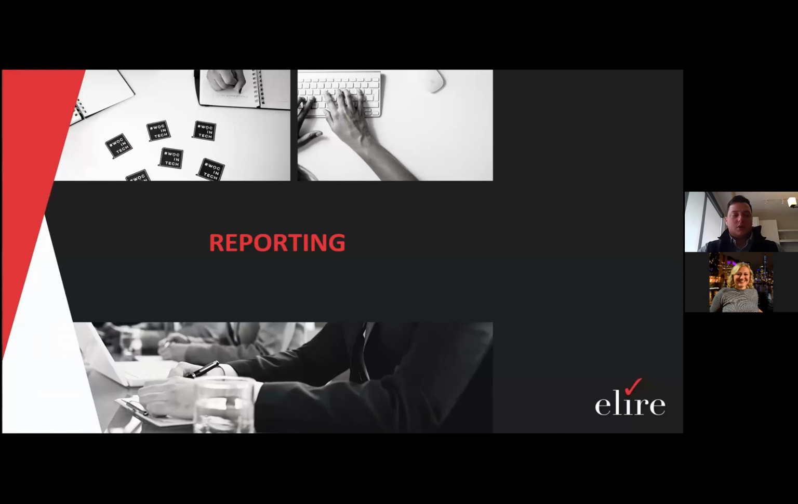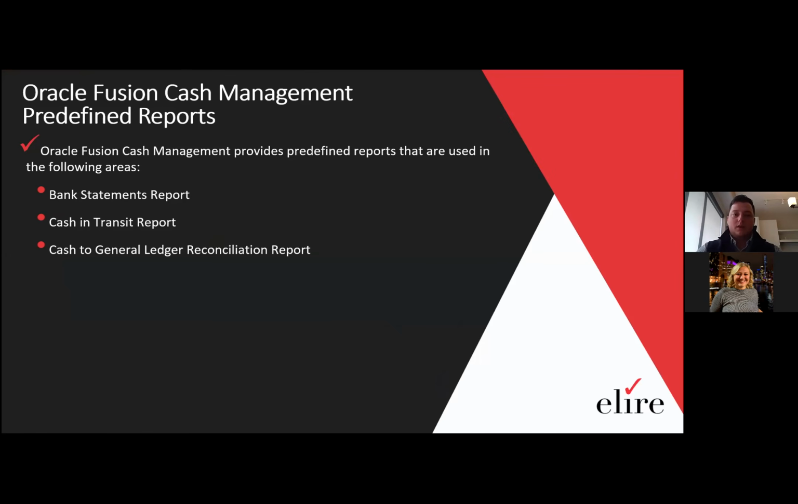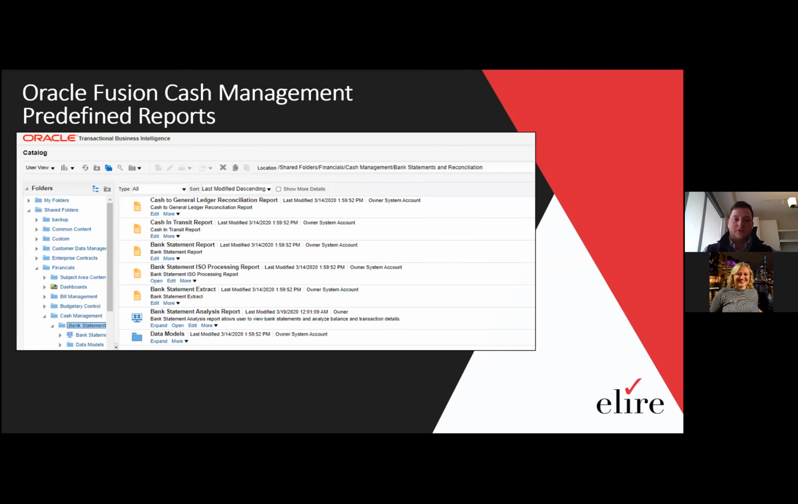The last thing I want to go over quickly is the number of predefined reports we have as it relates to cash management in Oracle Cloud. Oracle Cash Management provides a bank statement report, a cash and transfer report, and a cash to general ledger reconciliation report. All of these are predefined and delivered with your instance, so you're able to process them right away.